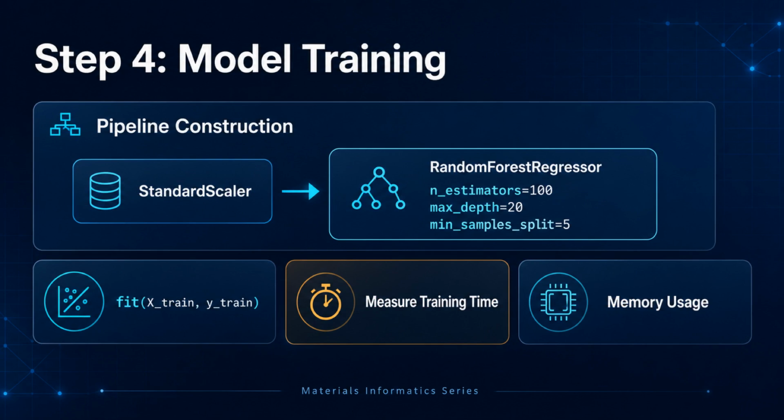Build a pipeline with StandardScaler and your chosen regressor, such as RandomForestRegressor. Use tuned hyperparameters or sensible defaults. Fit on the training data. Measure training time for benchmarking. Consider memory usage for large datasets. The pipeline handles scaling automatically.